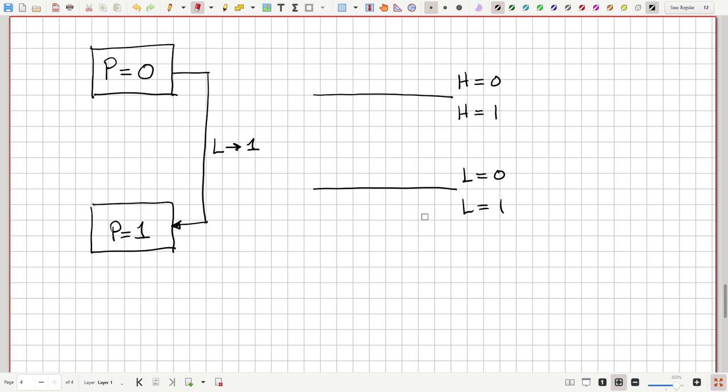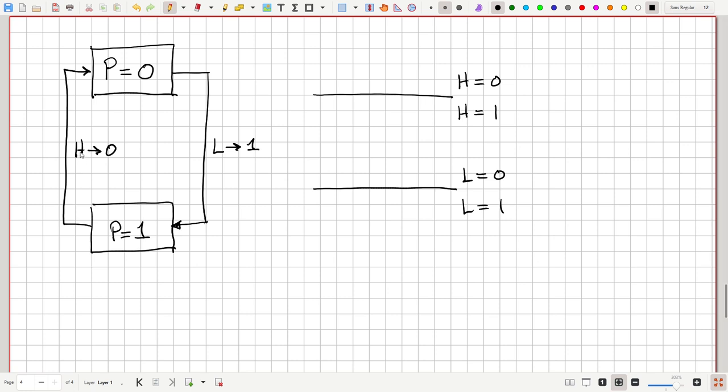Now, P is equal to 1, that's where the pump turns on. Now, what causes us to transition to the P is equal to 0 state? Pump is on, we're filling. It's only when we go above the high water mark, when H goes to 0, that causes us to transition up here. So we'll put that as a label. When H goes to 0, then we make a transition.